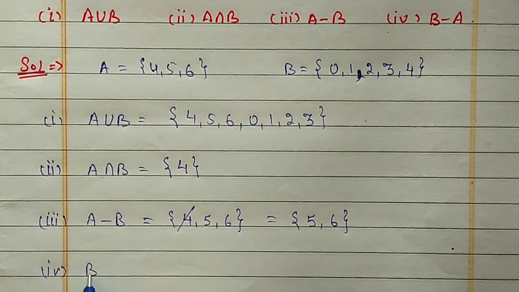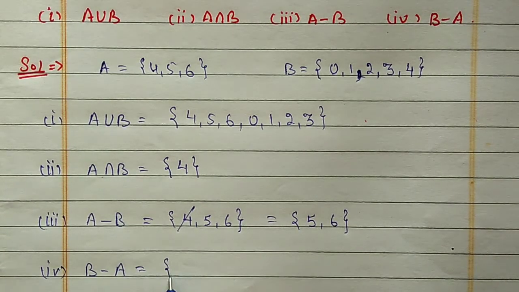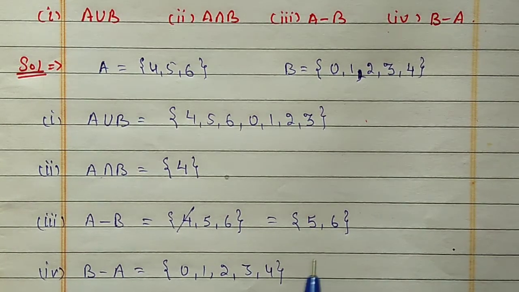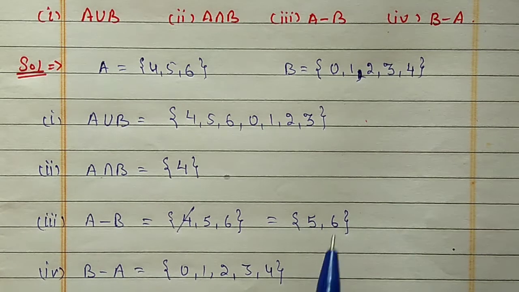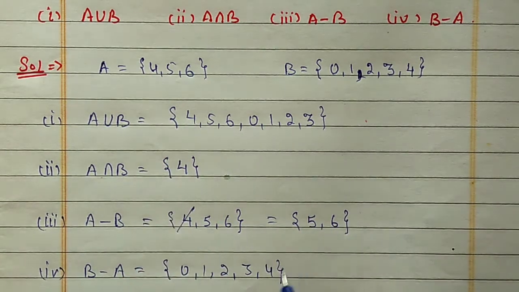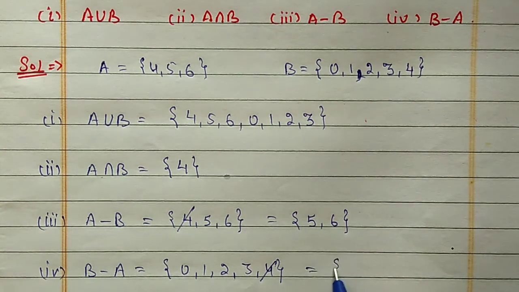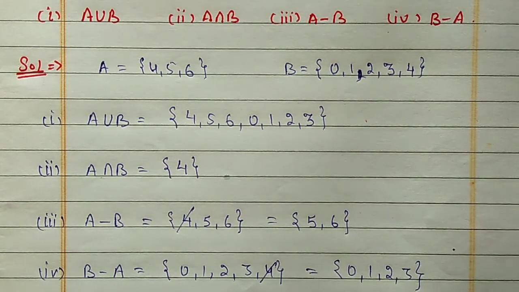Fourth part, we have to find B difference A. So now we will write the set B first: 0, 1, 2, 3 and 4. Now we will check which elements of A we have to scratch out from here. 4 is in A, so we will scratch it out. Next, 5 is not here and 6 is also not here. So only 0, 1, 2 and 3. This is our answer.